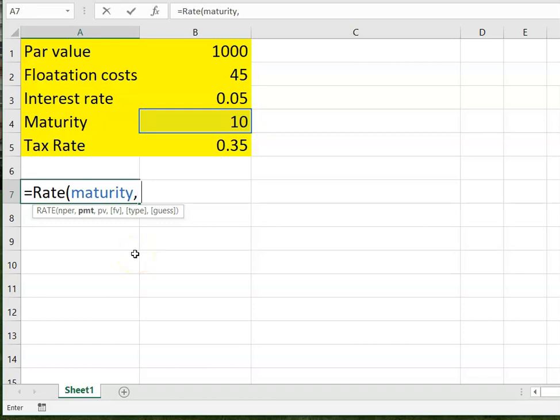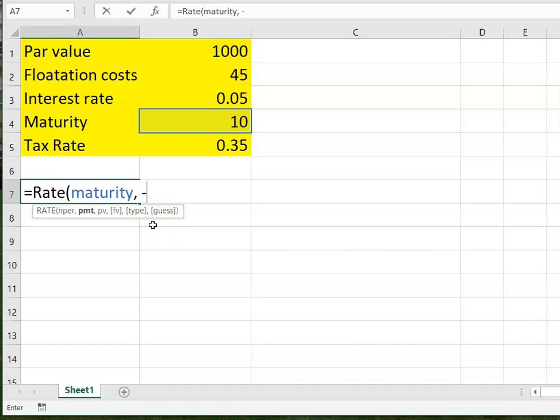Payments. Payments are money we take out, so we're going to make that a negative number. Remember, one of the biggest problems you're going to see in rates is sometimes you'll see that #NUM error. That error is because you're probably missing a negative number someplace. It may also be that it can't calculate, in which case you're going to have to look at the guess. You might have to guess that it's 10% or 20% or something like that. But the biggest problem will be a positive or negative number missing.